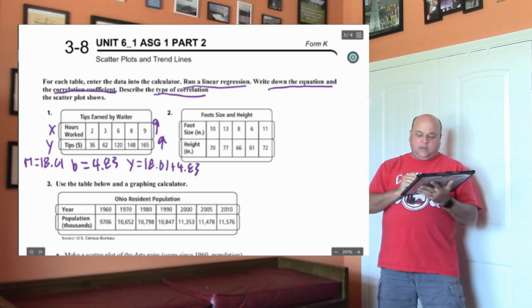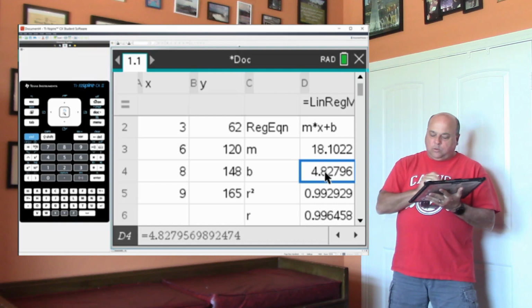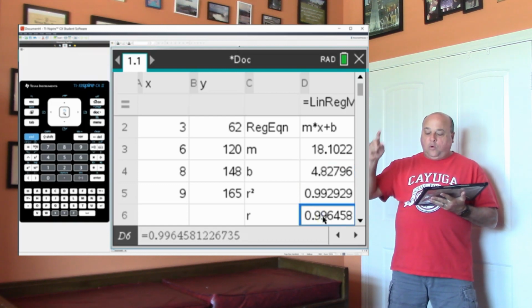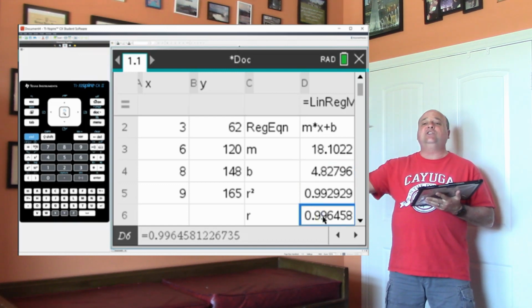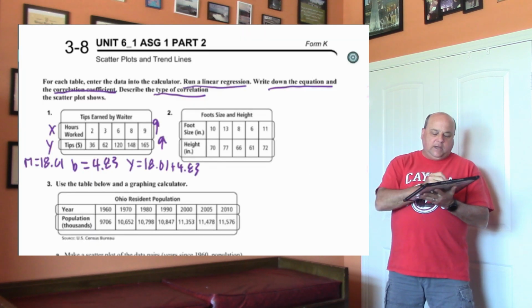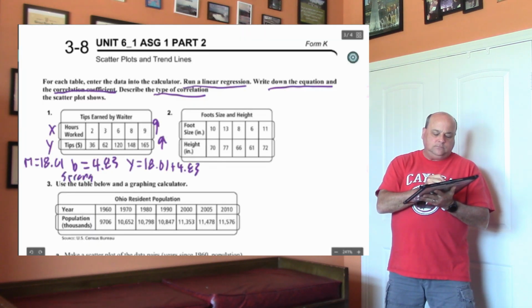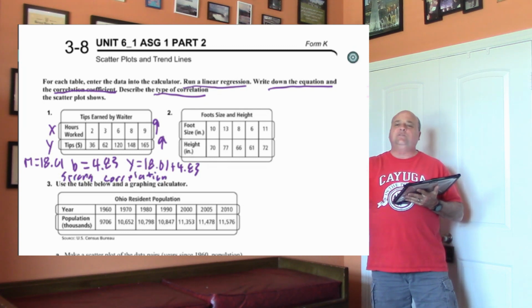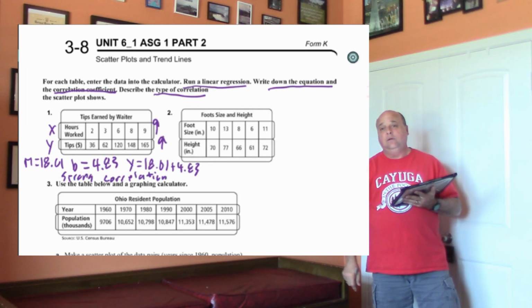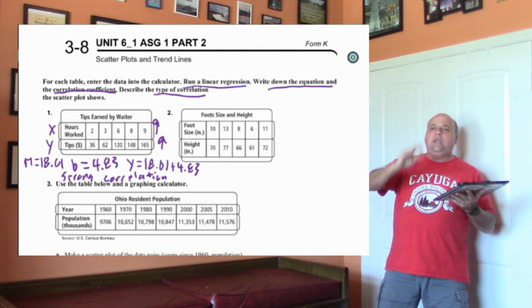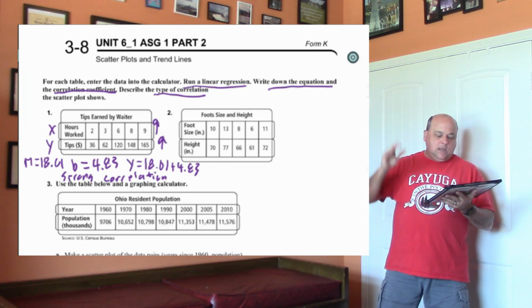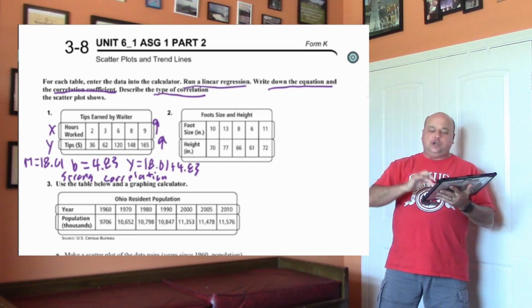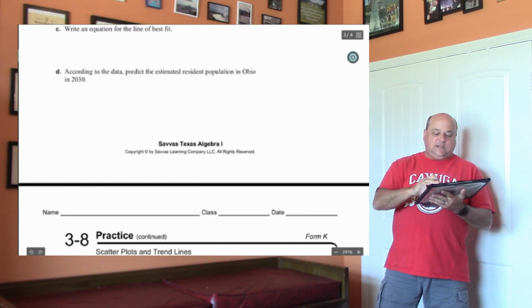Now then we're going to go look at the R. What does the R equal to? The R's right here, 0.996. That's extremely strong. So a strong correlation. If it gets below 0.9, then put like medium. If it's below like 0.6, put weak. Okay? So let's use weak, medium, and strong. Okay? Piece of cake, you should be able to run the rest of these on your own.